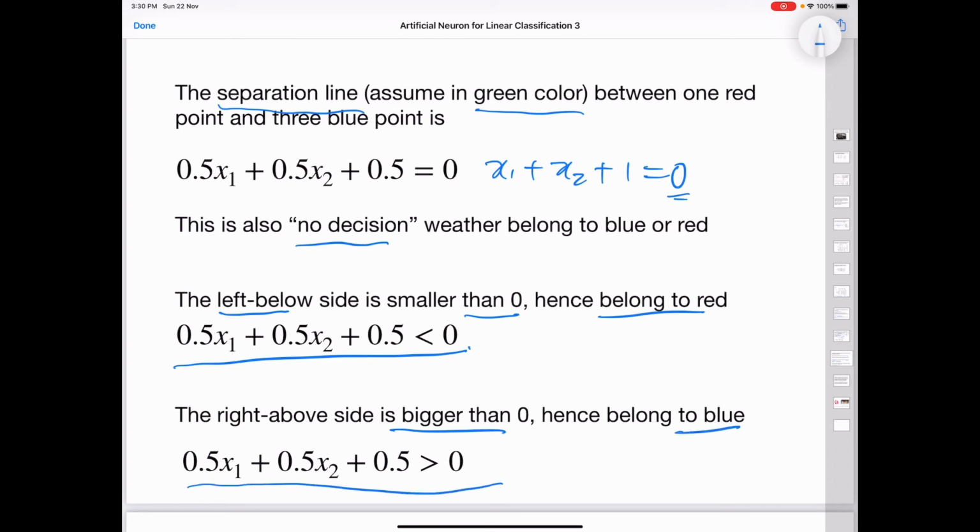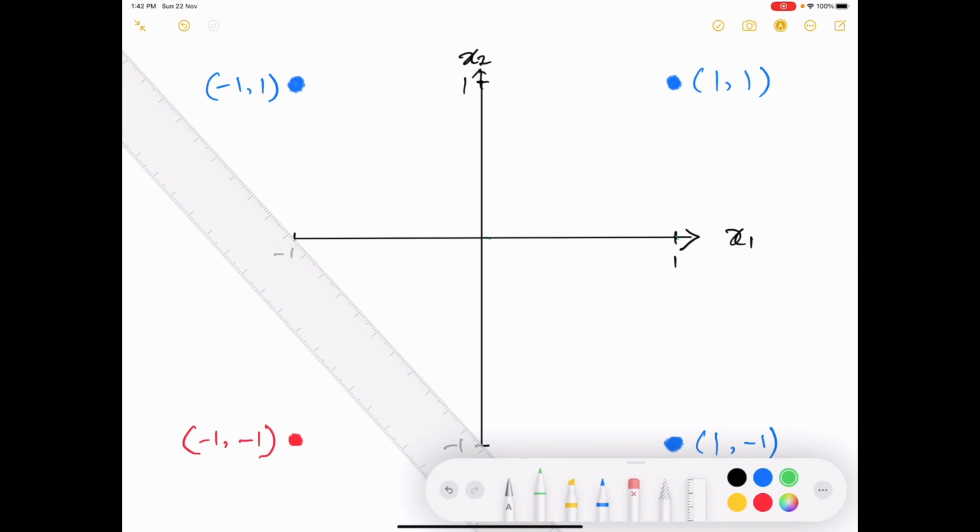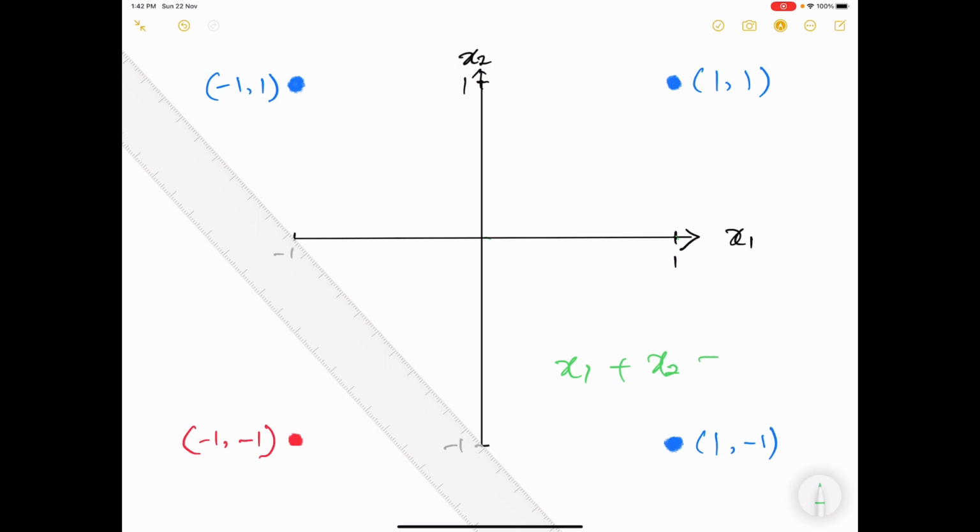Okay, so let's see how it works in terms of geometry coordinates. From the learning of the neuron, we found that the line is y equals 0.5 x1 plus 0.5 x2 plus 0.5. When y equals 0, the equation becomes x1 plus x2 plus 1 equals 0. That gives us the equation for this line, which goes through y equals negative 1 and has a slope of negative 1. So this is the line here, x1 plus x2 plus 1 equals 0. This is the separation line between the blue and the red.